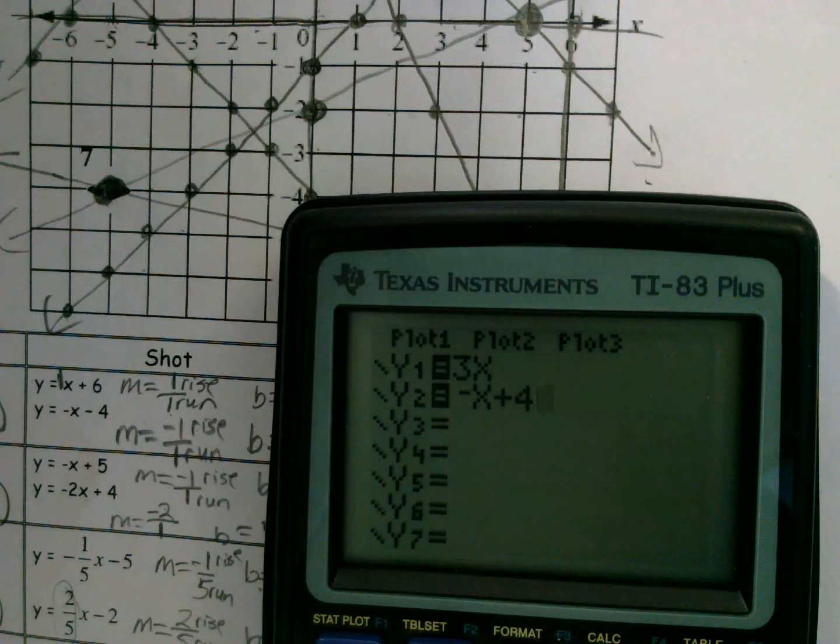All right, here we go. Got it? Type them in. Where's your calc? Y equals, type them in.